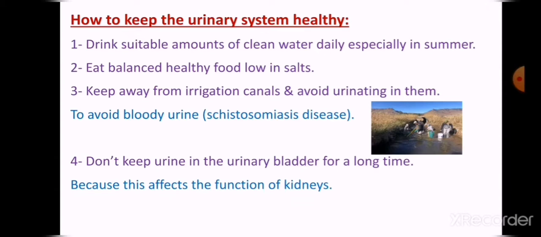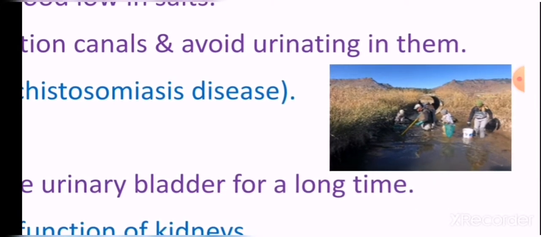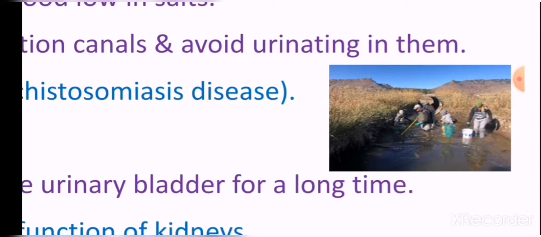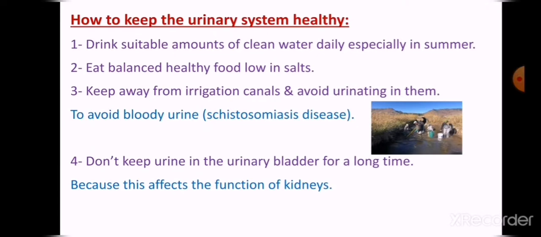Number 3, keep away from irrigation canals like this. Stop washing your stuff inside the irrigation canals, and also avoid urinating in them, to avoid bloody urine. Bloody urine is a disease called schistosomiasis, like the bilharzia disease. So keep away from irrigation canals and avoid urinating in them to avoid the bloody urine.